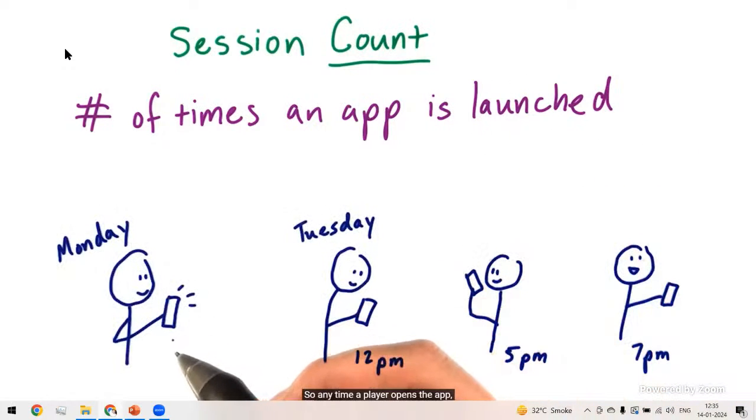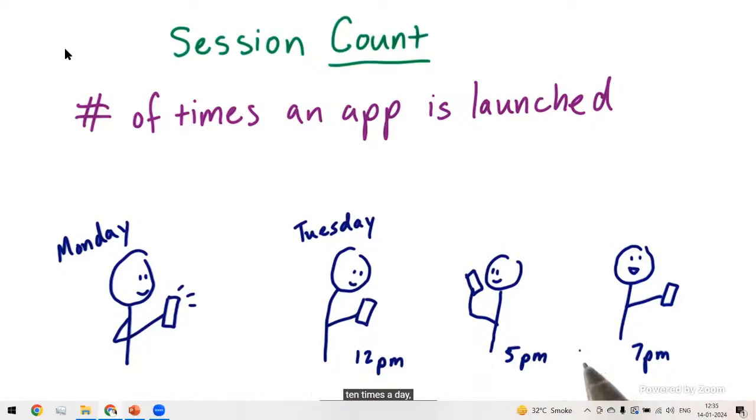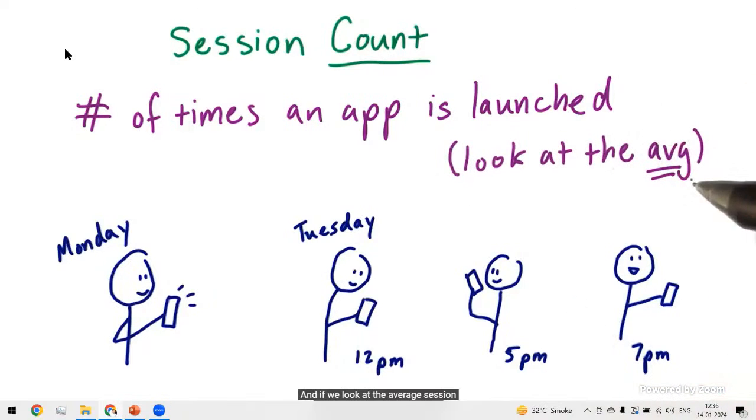So anytime a player opens the app, whether that's once a week or 10 times a day, the session count goes up. And if we look at the average session counts for a player over a day, we can get a pretty good idea of how addicting our game is. But some games are designed for longer sessions instead of multiple short sessions, so the session length is also important.